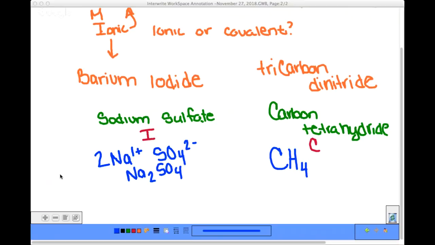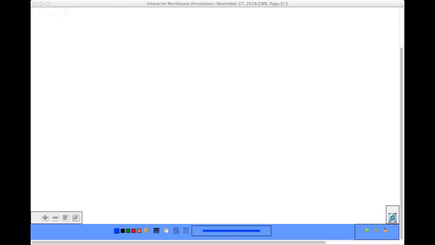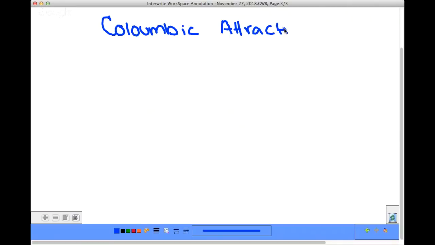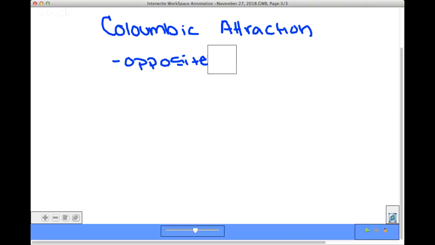Okay, can you summarize Coulombic attractions? Okay, so let's go ahead and talk a little bit about Coulombic attractions. Coulombic attraction is the idea that oppositely charged particles are attracted to each other.